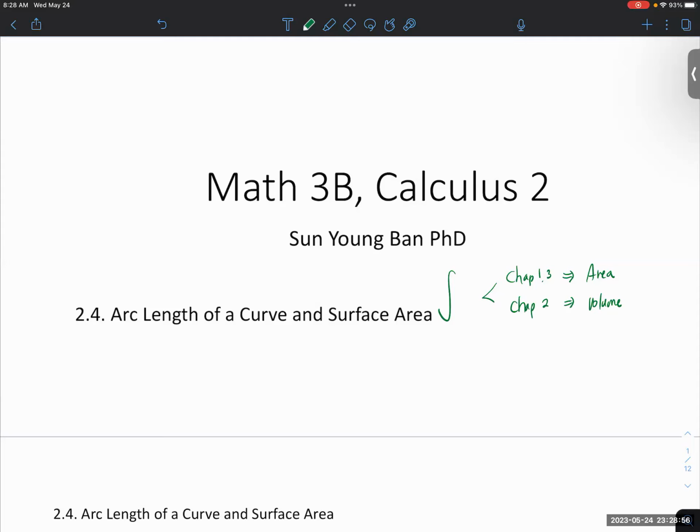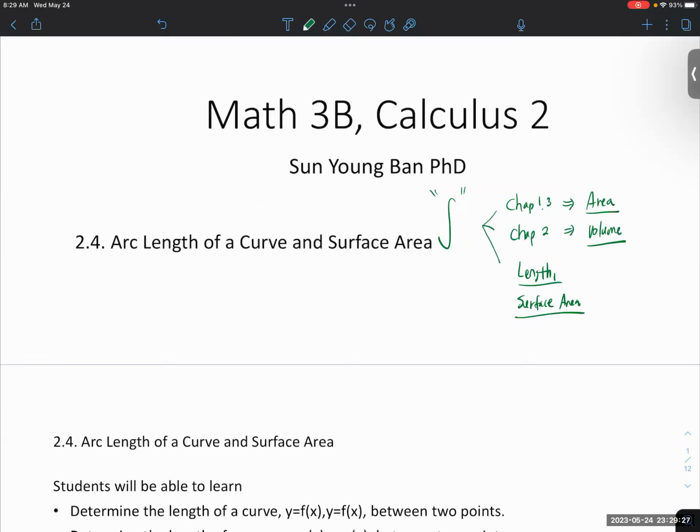So the concept that we are going to introduce is that we can also find the length and surface area utilizing the integral. So it helps us find many kinds of information such as area, volume, length, and surface area, and I will introduce more. As you see, the integral is a great and powerful tool. So let me introduce how to find the arc length by utilizing integral techniques. So here we go.